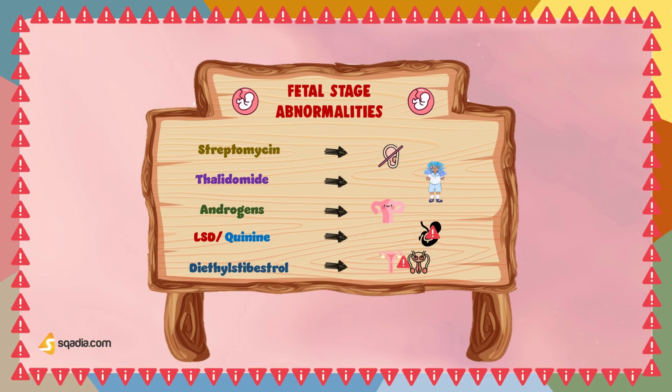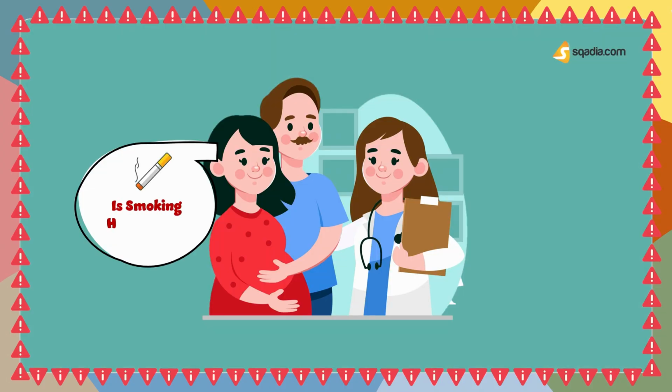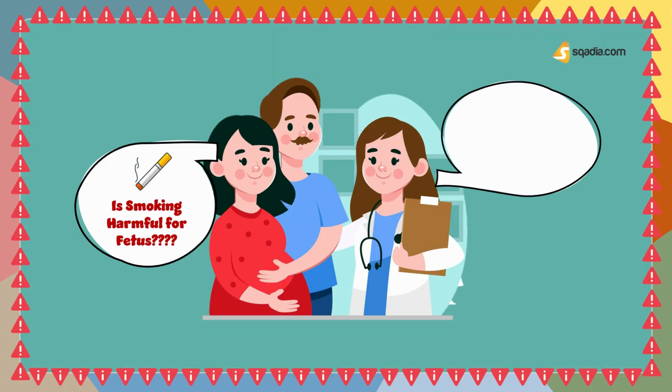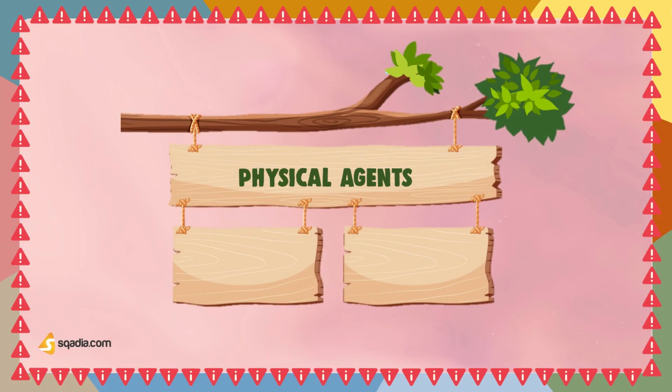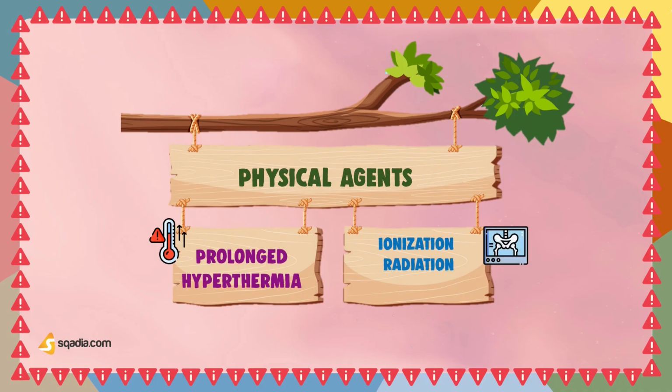Doctor, is smoking harmful for fetus? Well, Mrs. John, the answer is yes. Tobacco smoking causes growth retardation and premature delivery. Last factor causing fetal abnormalities are the physical agents, which includes prolonged hyperthermia in early pregnancy and ionizing radiation and X-rays. And there are many other physical agents. Let's discuss them in detail.